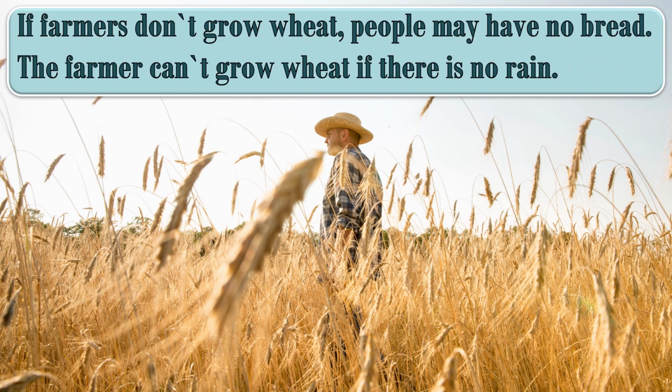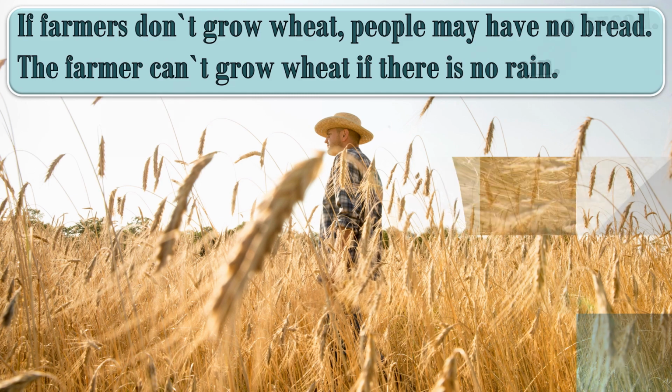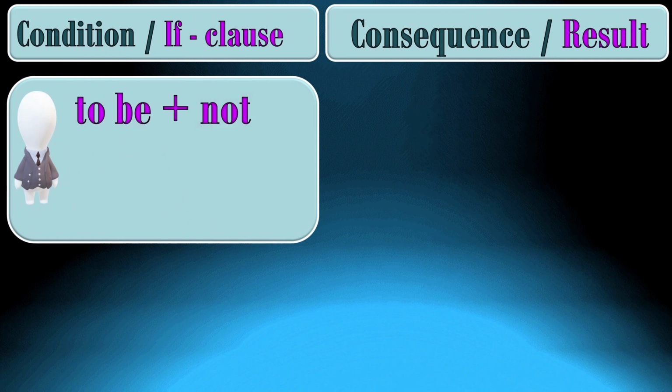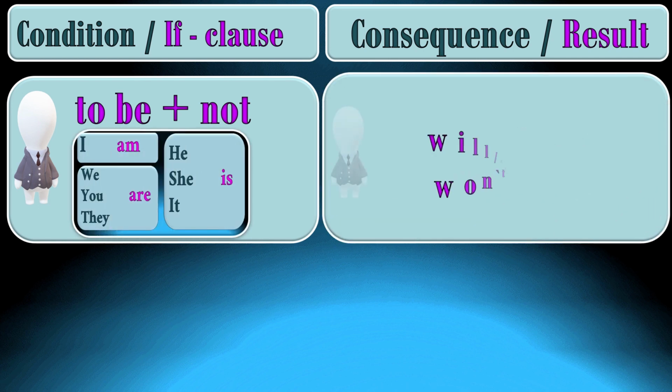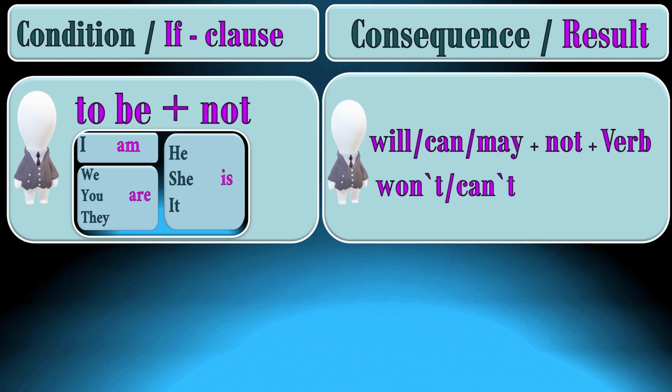If farmers don't grow wheat, people may have no bread. The farmer can't grow wheat if there is no rain. To complete a negative if clause with the verb to be, we add not after am, is or are. As for the consequence, we start with the subject, add will, can, may, plus not and the verb.